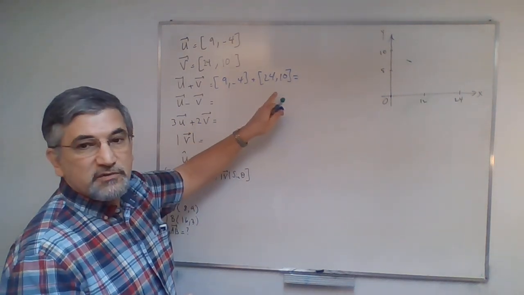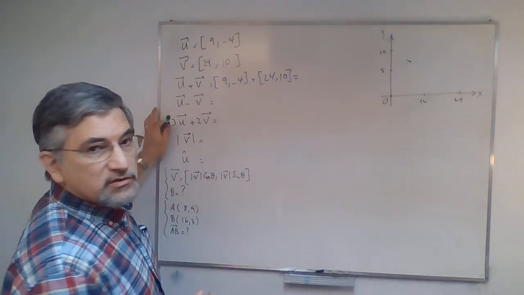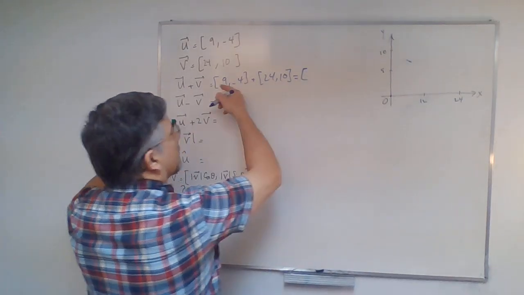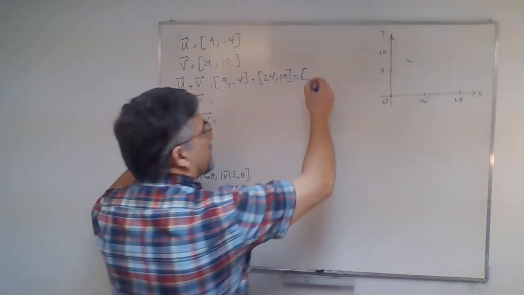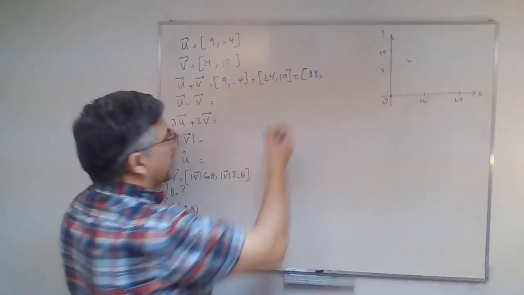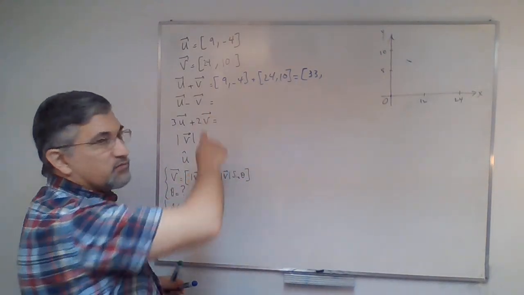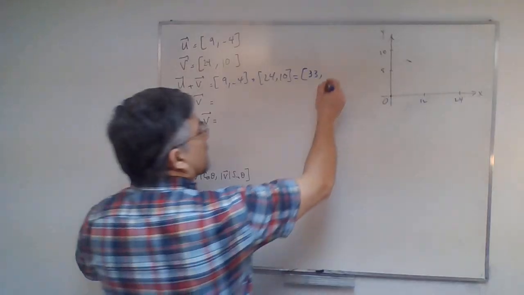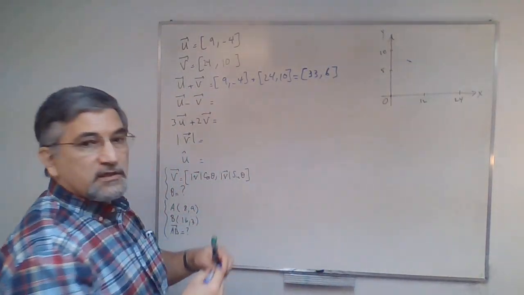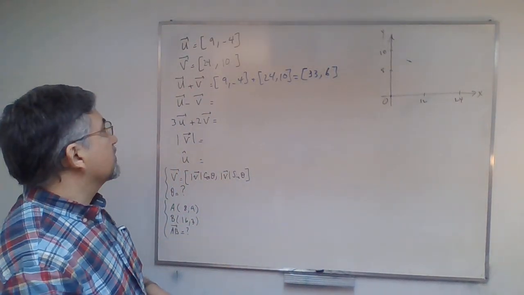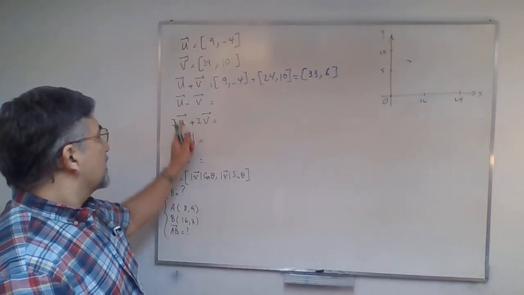So the x components we're going to add together and y components together. So 9 and 24, that would be 33. If you add 9 with 24, that would be 33. And if you add 10 with -4, that would be 6. So this is actually the vector sum of vectors u and v.